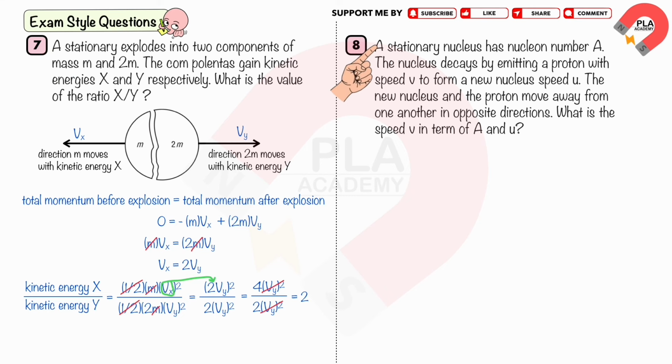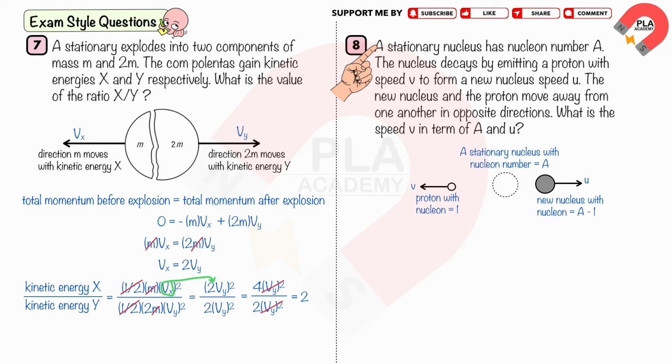Exam style question 8. A stationary nucleus has nucleon number A. The nucleus decays by emitting a proton with speed v to form a new nucleus with speed u. The new nucleus and the proton move away from one another in opposite directions. What is the speed v in terms of A and u? The nucleon number is the mass number, and it can represent mass. So, the mass of a proton equals 1 and the mass of the new nucleus equals A-1.